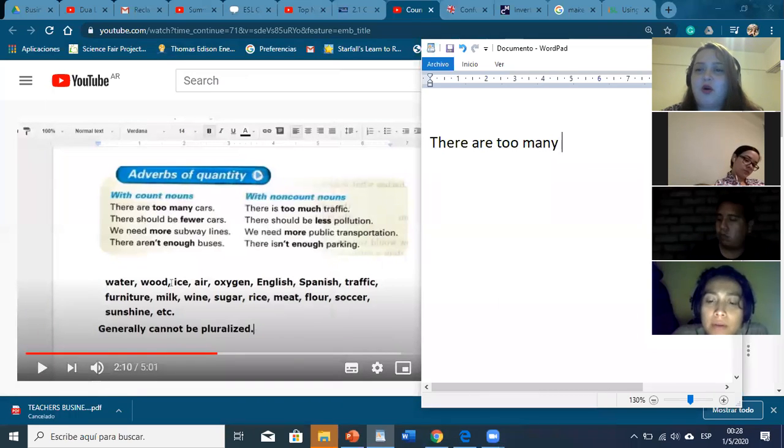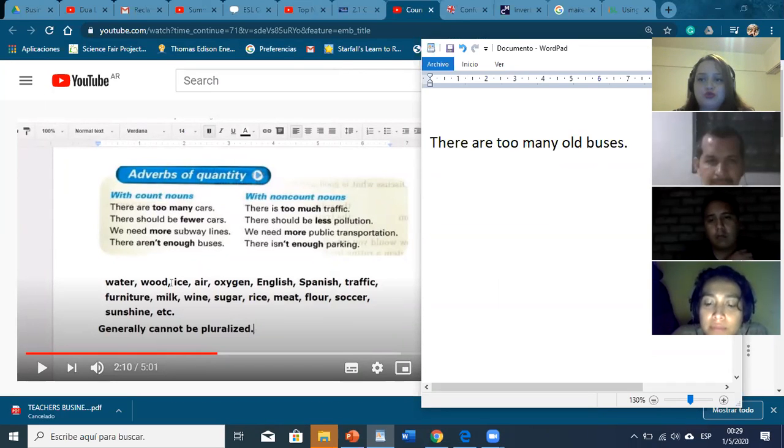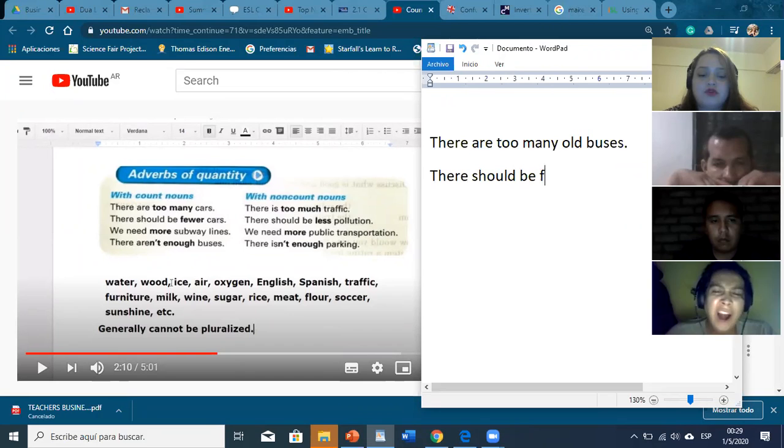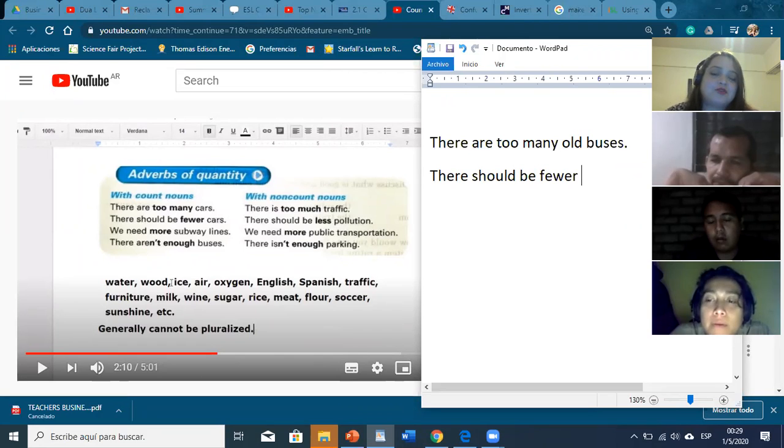Too many old buses, right? Remember that when you say too, it kind of has a negative connotation. So you cannot say, oh, too many happy people, right? Because too is negative. Okay, and then what can we say? There should be fewer what? It has to be uncountable. Think about the country. What's something we should reduce? Fewer pollution.